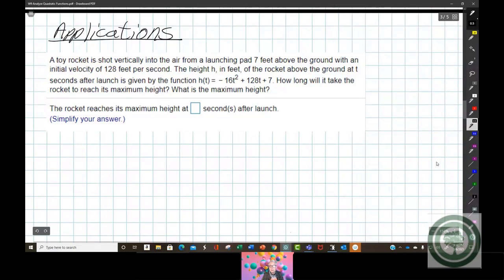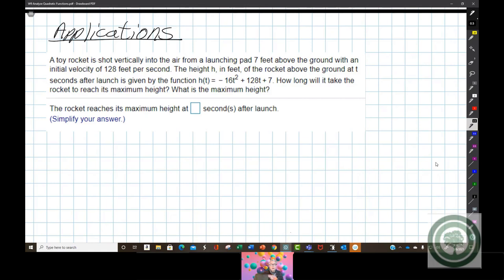Applications is what word problems are called now, and indeed, we're going over how these things are used. That's what an application is. My favorite way that maximum minimum problems are used is with rockets. I just like it, it's very exciting to me. Well, this is a toy rocket, all right?